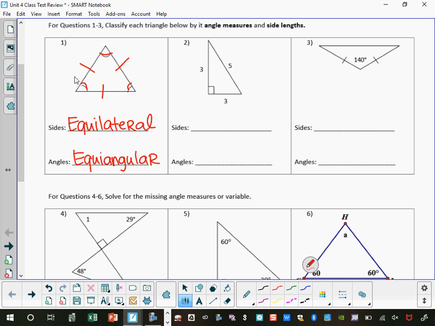All right, number 2. This is where I don't want you guys to write "your sides are 3, 3, 5." Okay, I saw that on your quiz. That is not what you're doing here. If you look at your green sheet, my sides, there's 3, 3, and 5. There's how many sides that are the same? 2. So what does it mean if I have 2 congruent sides? Isosceles.